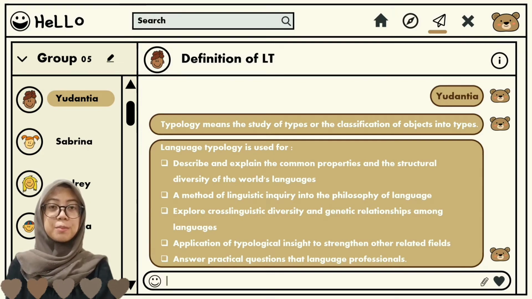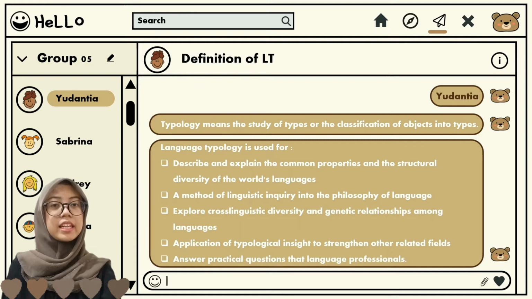Here, typology means the study of types or the classification of objects into types. Now, let's take a look at the usage of language typology. First, language typology is used to describe and explain the common properties and the structural diversity of the world's languages. Second, it is used as a method of linguistic inquiry into the philosophy of language. Third, to explore cross-linguistic diversity and genetic relationships among languages.